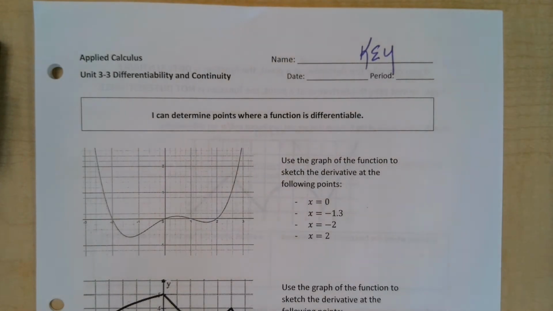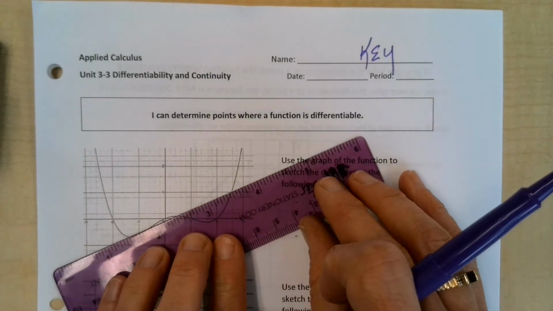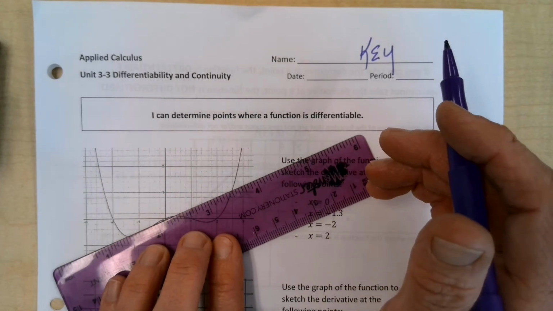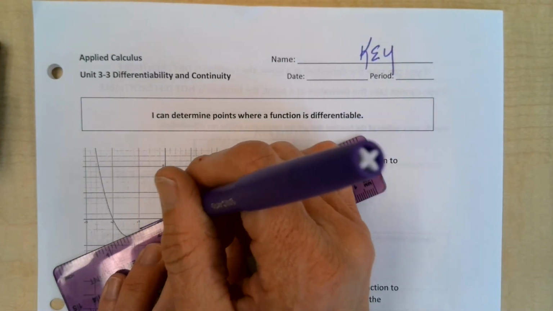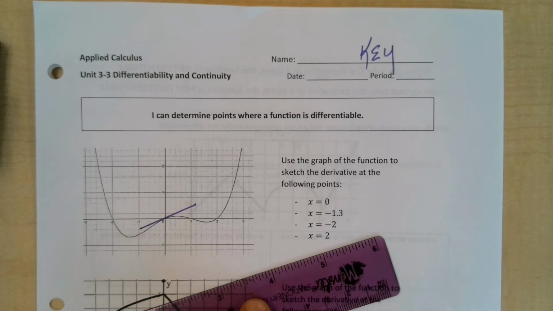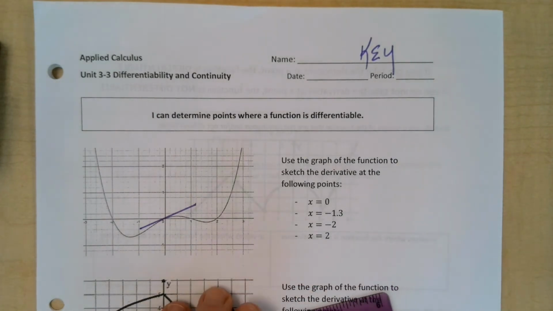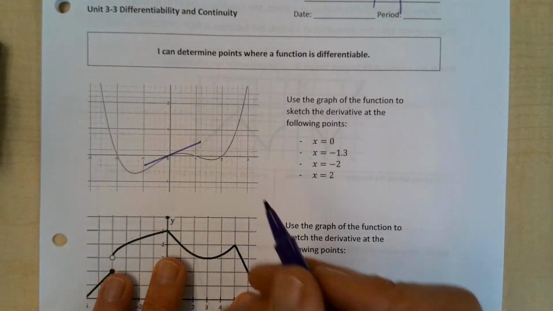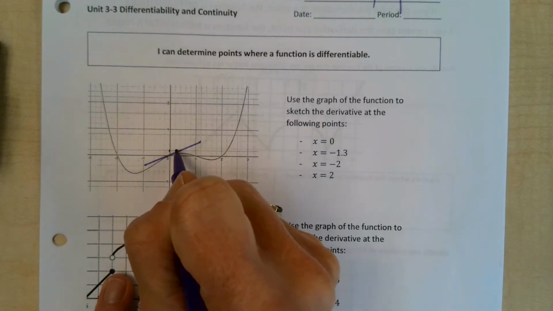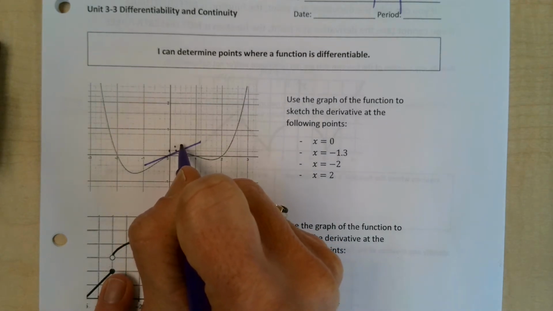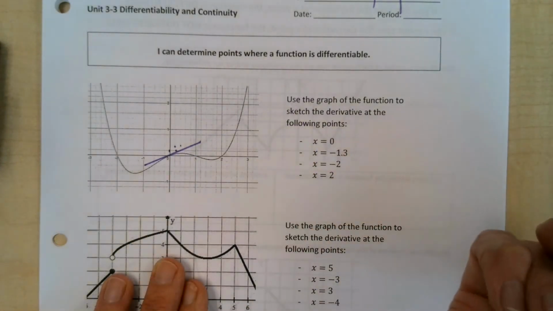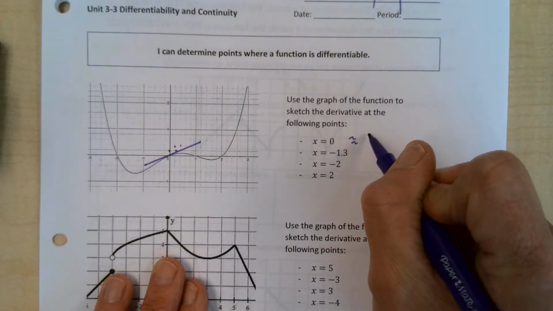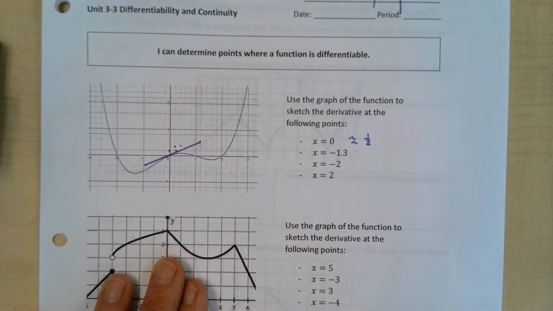So when I pick a point like x is equal to 0 and I go to draw my tangent line, that tangent line is a linear equation. That's my tangent. What I care about is estimating the slope. So if I look at how much this rises and runs, I'm going to say it's about, did you say positive 1/2? It's definitely less than 1, right?